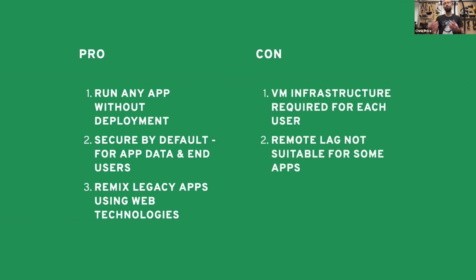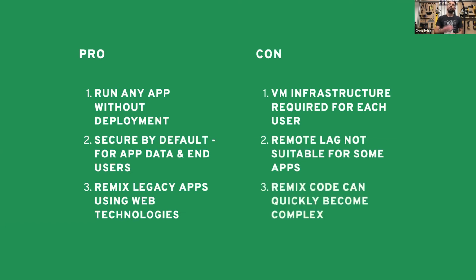I guess 9 months ago, maybe we were considering that VMs and remote lag was an insurmountable issue. I think the last 9 months have taught us that these issues aren't as big a deal as we thought. Equally, remix code can quickly become complex, but it's important to remember that in the vast majority of cases, the remix code is only meant to be a little bit of an off-ramp to rewriting that functionality for the web anyway. So there shouldn't be a long-term maintenance burden there.